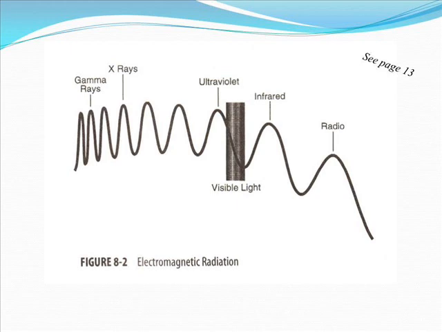Then we have infrared, which is on the other side of the red color of the visible light that we can see, so we can't see that either. And then radio waves. On page 13 of your textbook at the very top, you see the same type of thing, just in a different figure.